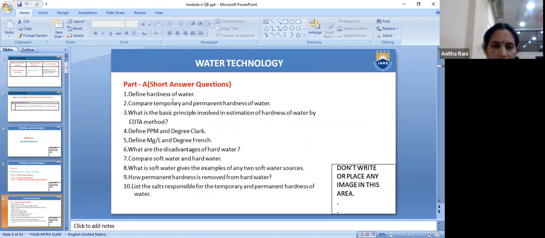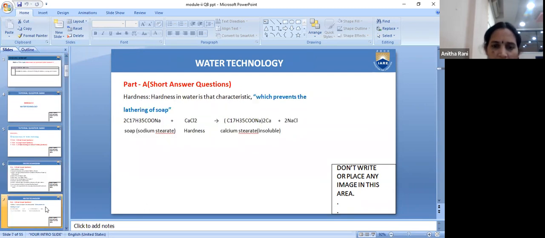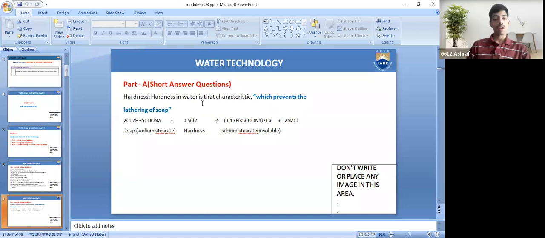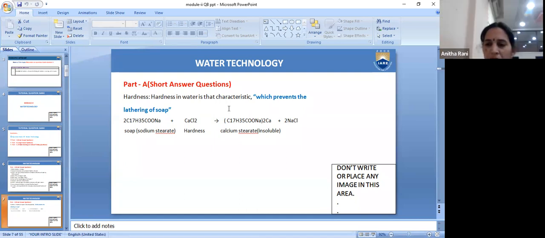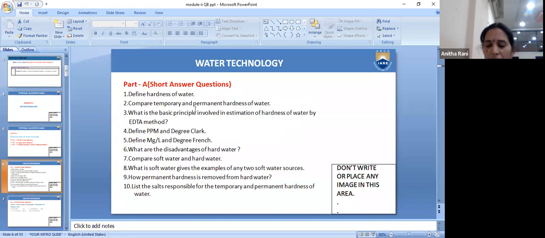Now part A. Students, what is hardness of water? Hardness is the characteristic of water which prevents lathering of soap. That is all you have to write to define hardness of water. It is the characteristic of water which prevents the lathering of soap.